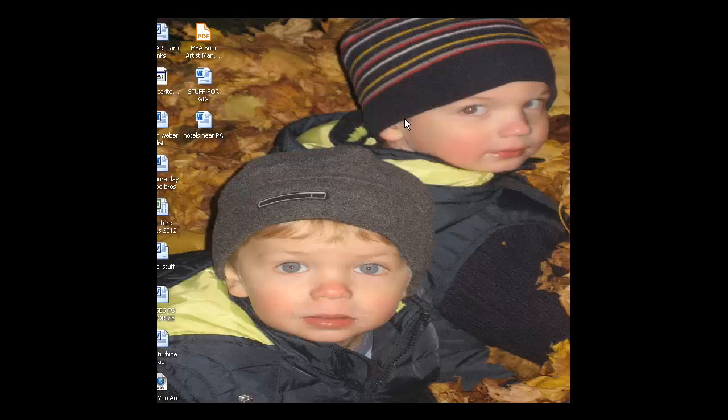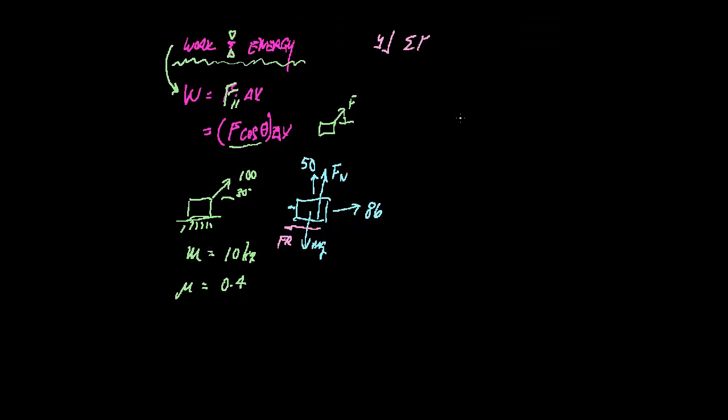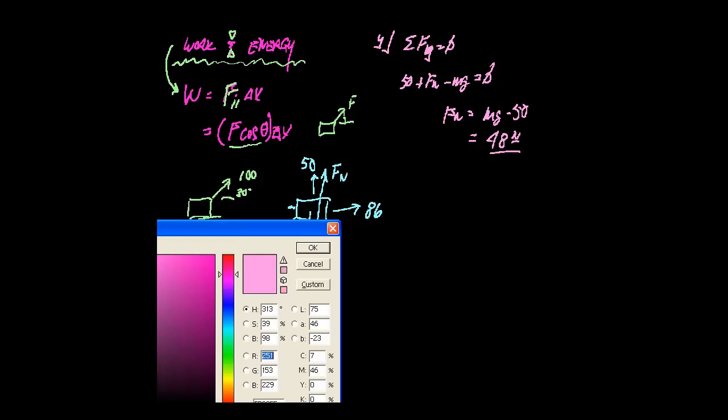Sum the forces in the y direction. Set it equal to 0 because we're assuming it doesn't move. We're going to have a 50 up plus an F_N up minus an mg equals 0. Tells us that F_N equals mg minus 50. If mass is 10 times gravity 9.8, that comes out to be, what's that, 48 newtons. Okay, that's our normal force.